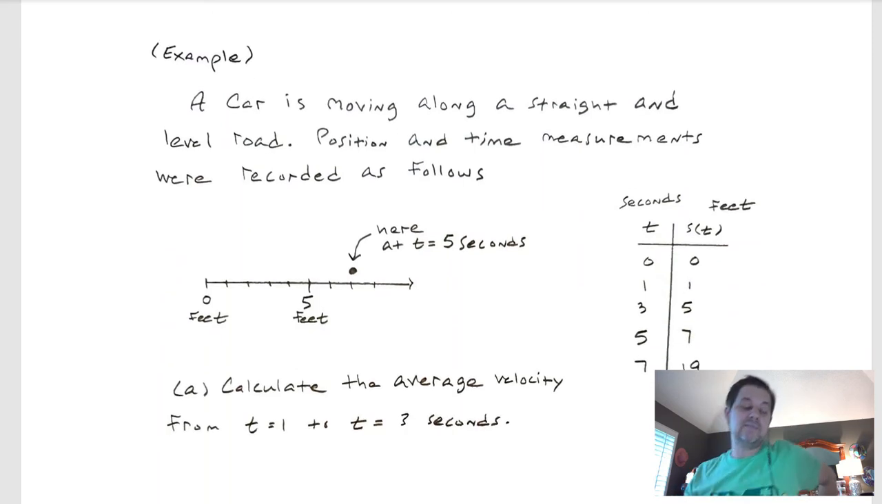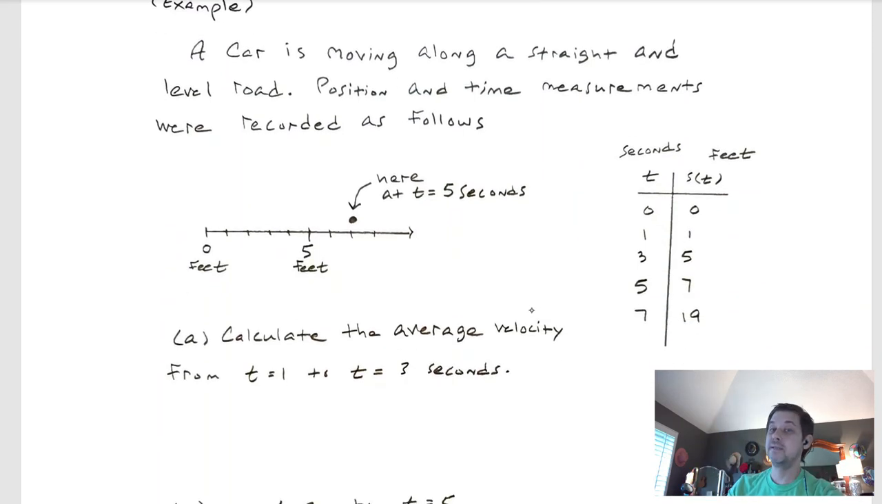Now this one sounds very different from the last one, but that's not going to change anything about the math. It might change how I interpret the average rate of change that I get, but it's not going to change the math. Okay? So this one says a car's moving along a straight and level road. And suppose that road has measurements marked on it, so that somebody could take measurements of where the car is at any time if they wanted to. Okay? Position and time measurements were recorded as follows.